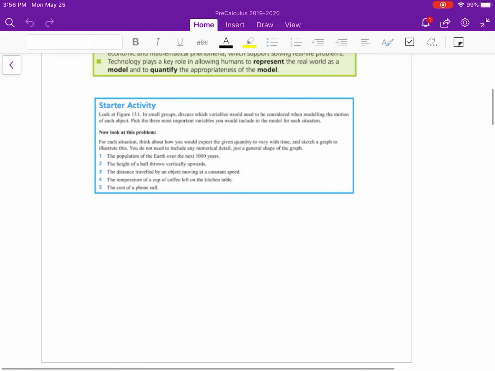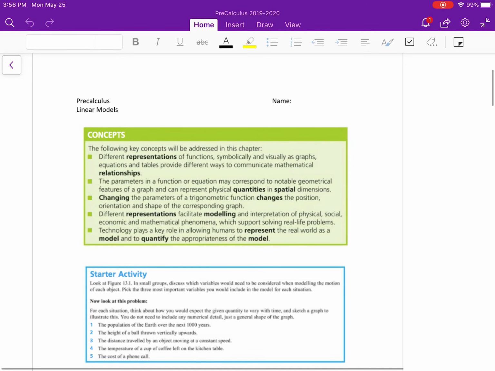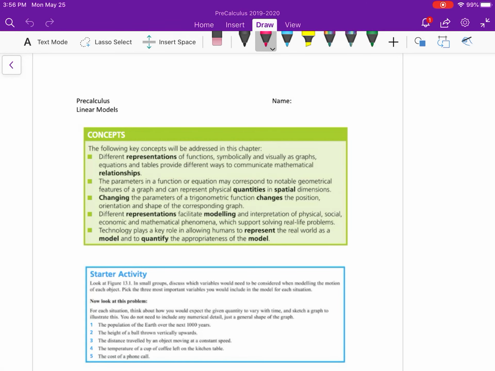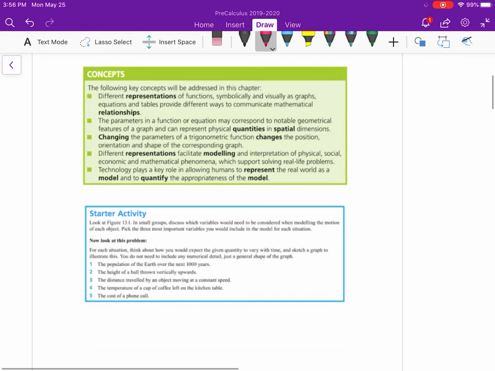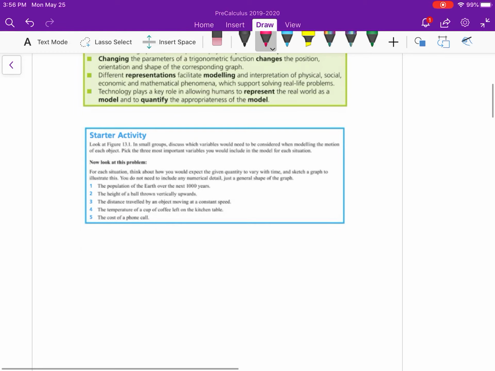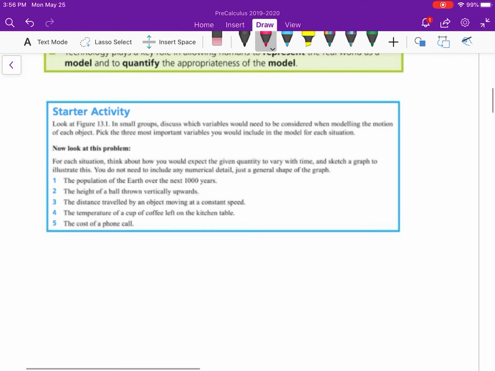Hey guys, today's lesson we are going to look at linear models. And basically these next couple of lessons should be review. There is a little starter activity that just talks about different types of graphs.